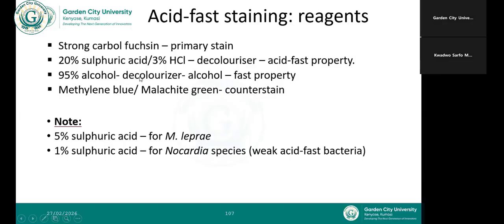So you decolorize with the alcohol, just like was done in gram staining, and then the non-acid fast bacteria will lose the primary stain, but the mycobacterium will keep the primary stain. When you apply the counter stain, which is the methylene blue or the malachite green, the mycobacterium will not pick it because they've already held fast to the carbol fuchsin. Those that lost the first stain will pick the counter stain.